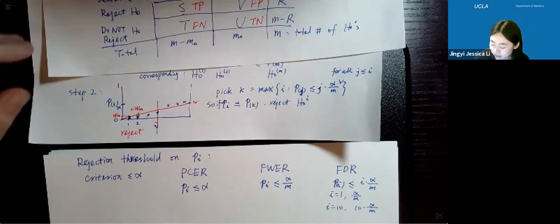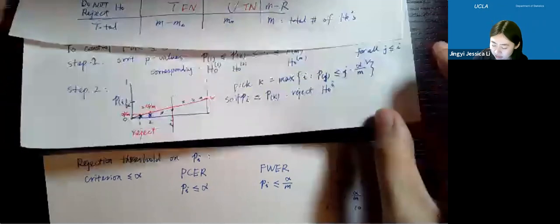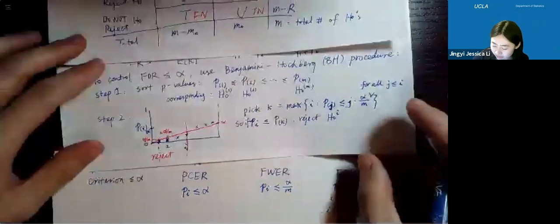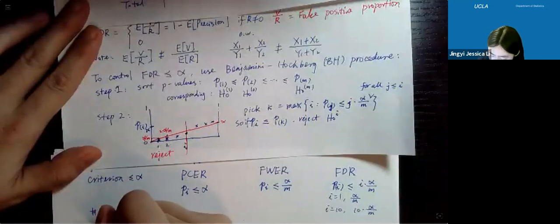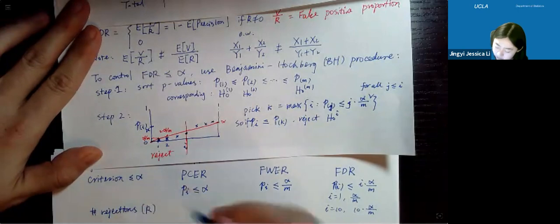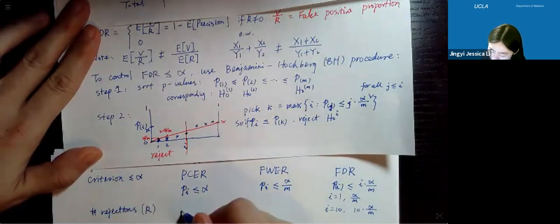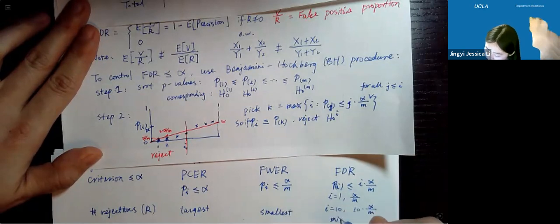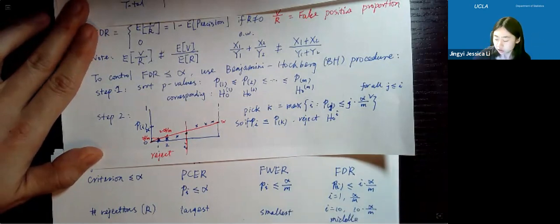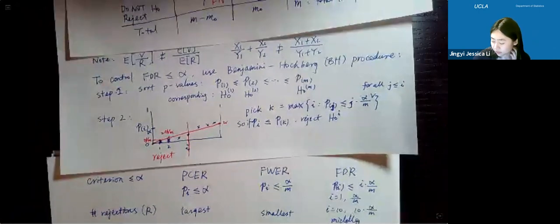So you see why this FDR is more reasonable than the PCER, right? If we call the number of rejections R, this PCER will have the largest number of rejections, and this FWER will give us the fewest rejections, and this is in the middle. So you can see why this is more reasonable than this one.